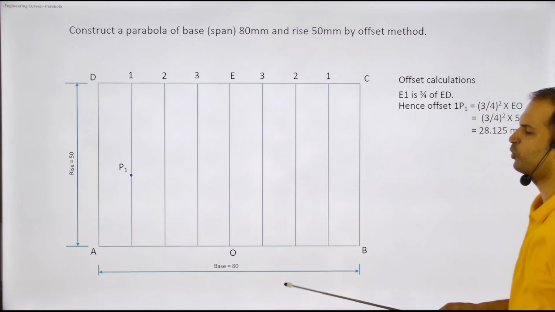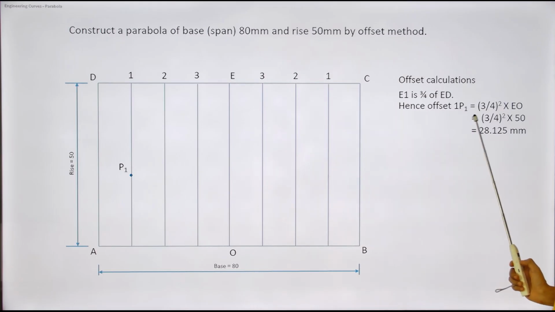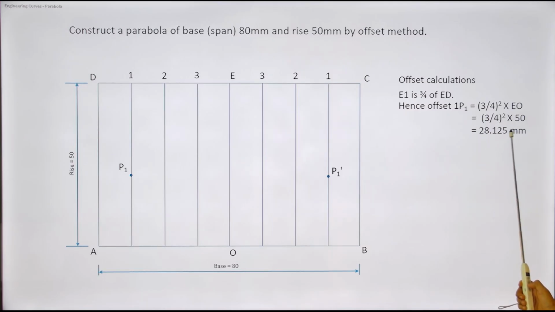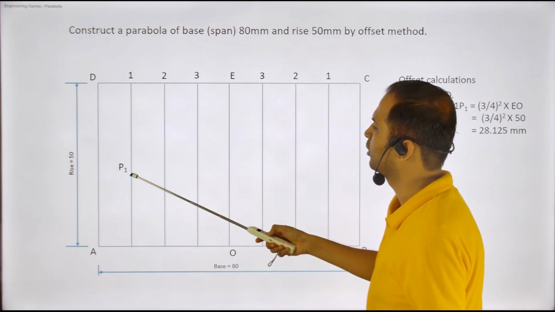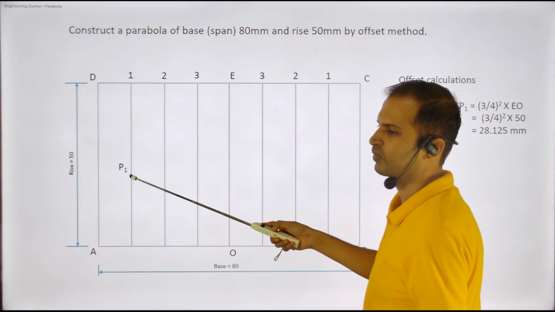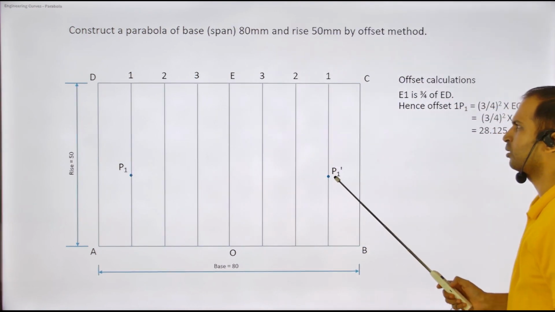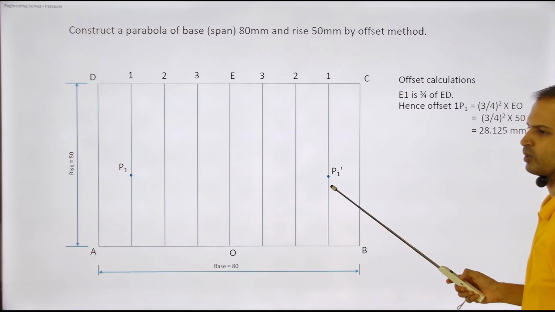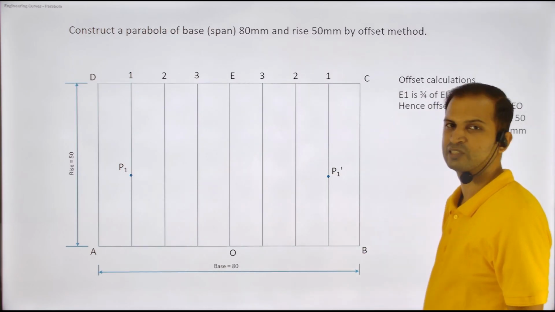See, if you divide this into equal parts, what will happen? Let us first see this method. What is happening? So point P1 is at a distance of 28.125. So I'm marking 28.125 from here, taking it from the top side, and marking a point. I'm marking the same point over here from this distance. The calculation for this line, partition 1, is done.